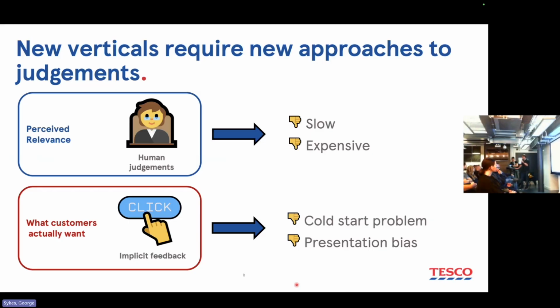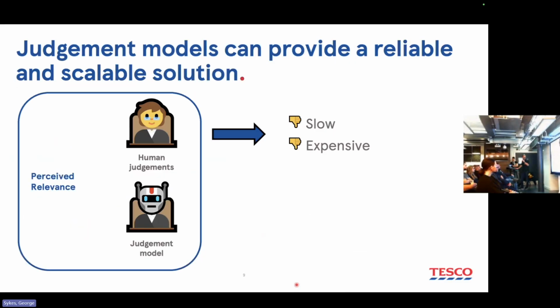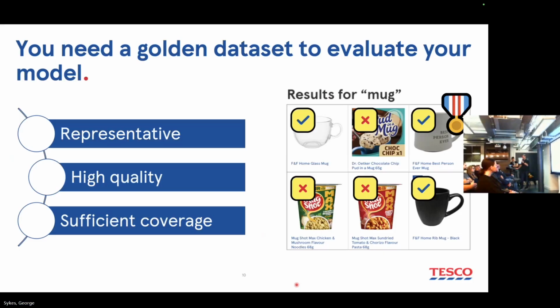Now, for the purpose of this talk, we're actually just going to focus on that perceived relevance. Whilst implicit feedback is incredibly important and probably the subject of another talk, we're going to focus down on those explicit judgments. And that's where judgment models come in. Where the human judgments are slow and expensive to create, judgment models can come in and provide a much faster and cheaper mechanism for scaling up your judgments. And maybe it's as easy as just sending off a prompt to an LLM and getting a judgment back, and then you've got your judgments.